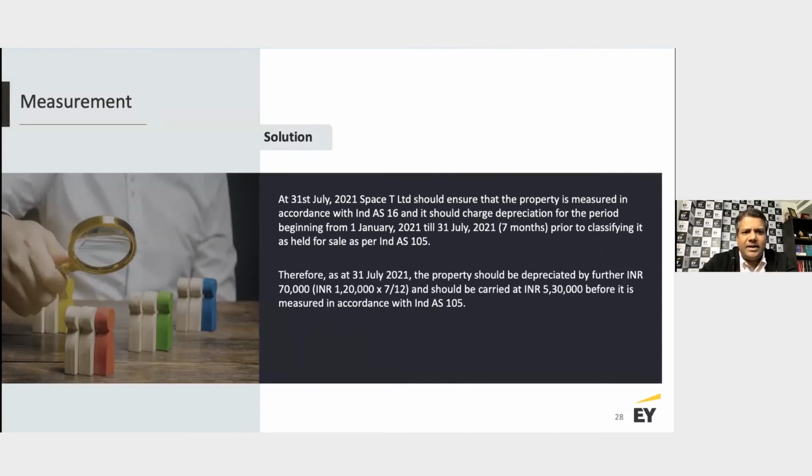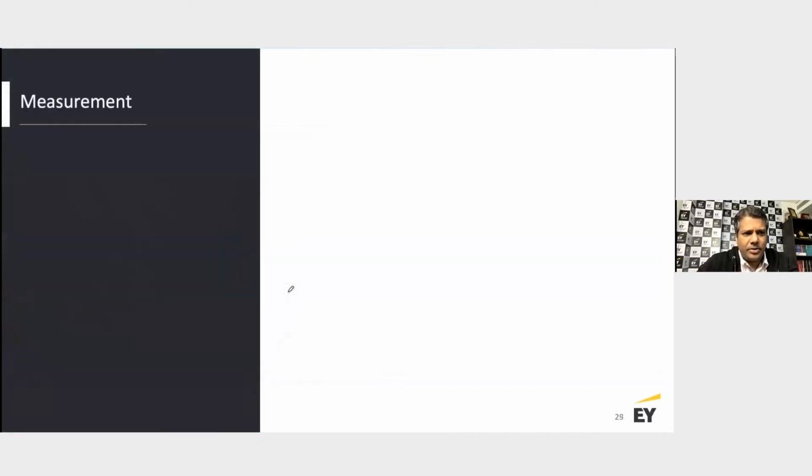Therefore, as at 31st July 2021, the property should be depreciated by a further INR 70,000, and should be carried at INR 5,30,000 before it is measured in accordance with Ind AS 105. Fair value less cost to sell may be lower than your carrying value, right? So we will try and understand this with more examples, okay?